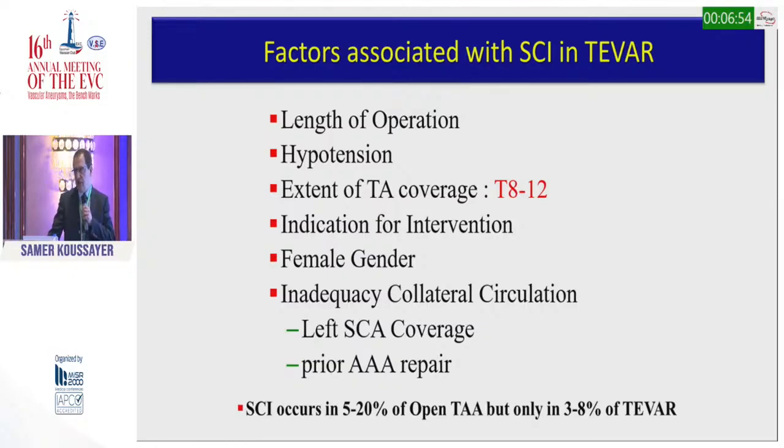The indication for intervention matters, whether we do it for aneurysm or dissection, as does female gender, and inadequate collateral circulation because of left subclavian coverage without bypass or prior AAA repair. But in general, the CSI after TEVAR is about 3 to 8% only, compared with open repair, which is about 5 to 20%.